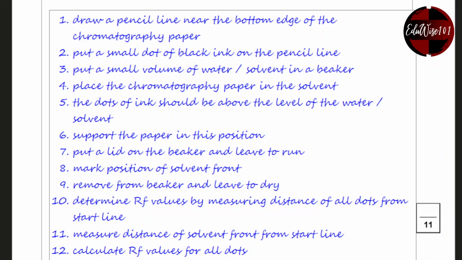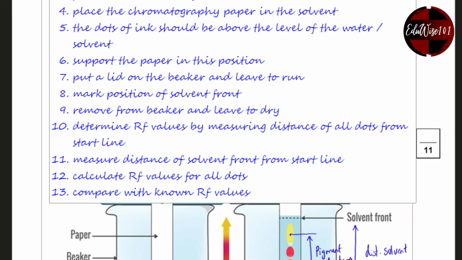Remove from beaker and leave it to dry. Determine RF values by measuring distance of all dots from the start line. Measure distance of solvent from the start line, and then calculate the RF values for all dots. Again, they're not asking you to mention the equation, but it's better. Compare with known RF values.